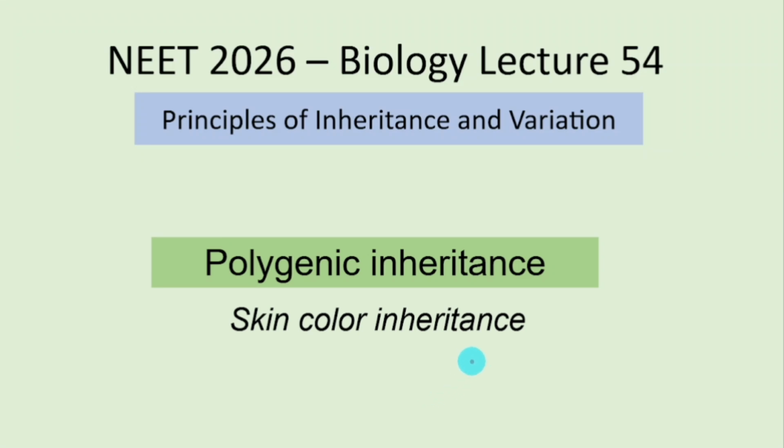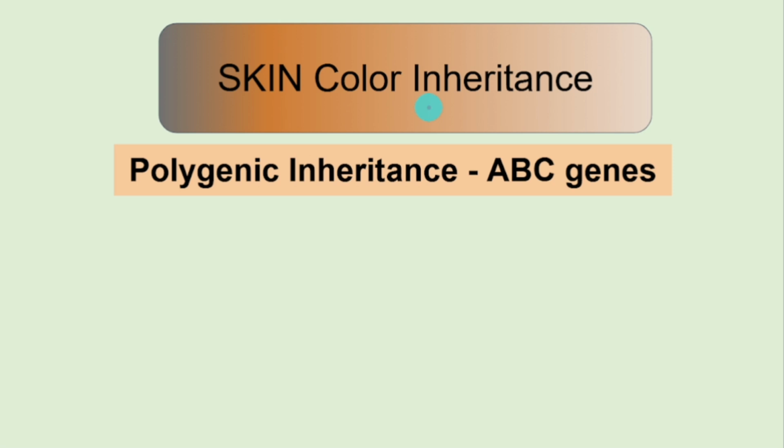Today we are beginning lecture 54, bio section. Title is polygenic inheritance. So the best example to study polygenic inheritance is skin color inheritance. In skin color inheritance, three different genes play an important role. And this is the reason it is called polygenic. When a particular character is controlled by three or more genes, then that kind of inheritance is called polygenic.